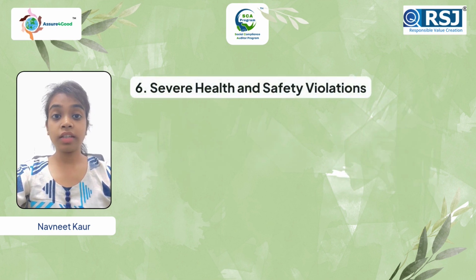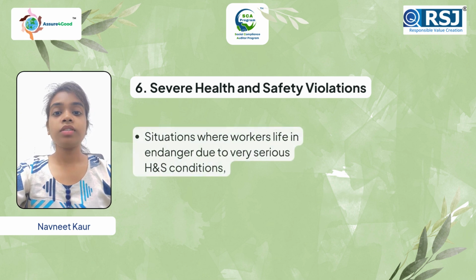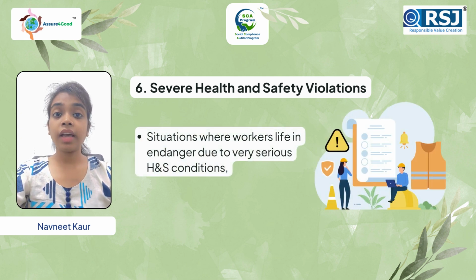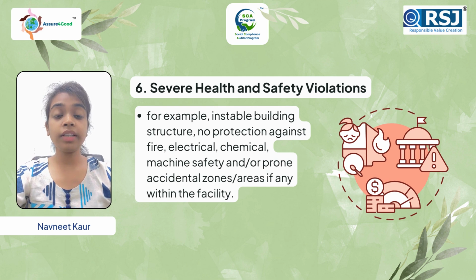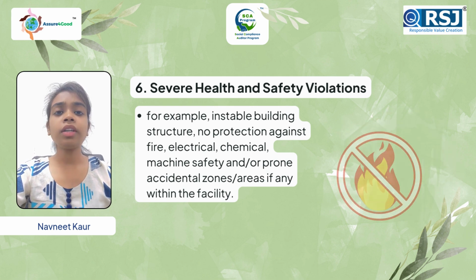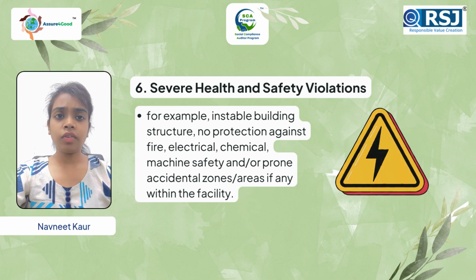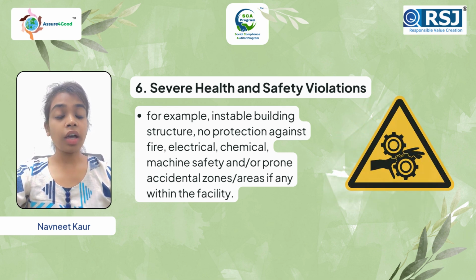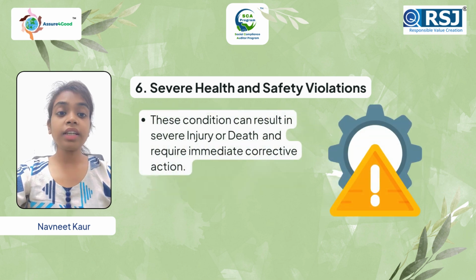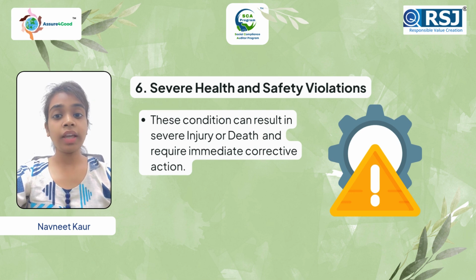Severe health and safety violations. Situations where workers' lives are endangered due to very serious health and safety conditions. For example, unstable building structure, no protection against fire, electrical, chemical, and machine safety are critical issues. These conditions can result in severe injury or death and require immediate corrective action.